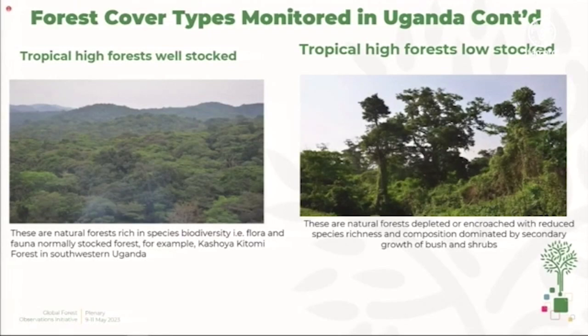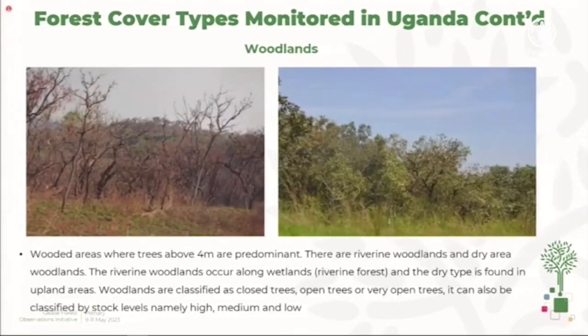So the well-stocked are the ones with a closed canopy, and they are rich in species, biodiversity. And yes, we also have the open forests. We call them the woodlands. And these woodlands have shorter trees. They're all natural forests, but as compared to the tropical high forests, for an area to qualify to be a woodland, it needs to have trees that can attain a height of 4 meters. Yes, even though the canopy is not so closed, if we have trees at least 4 meters high, they qualify to be forests in Uganda in an area of 1 hectare.